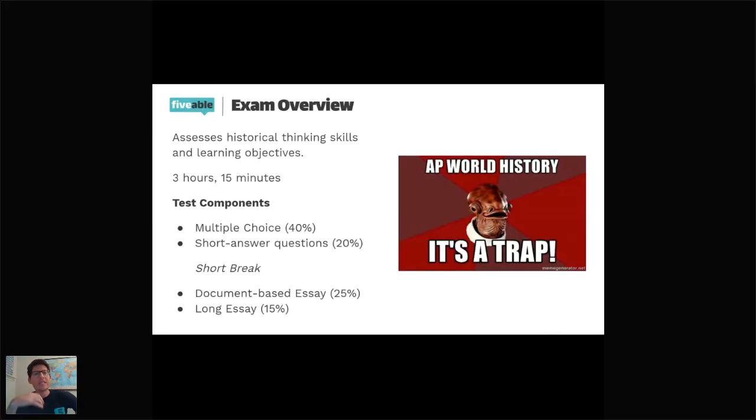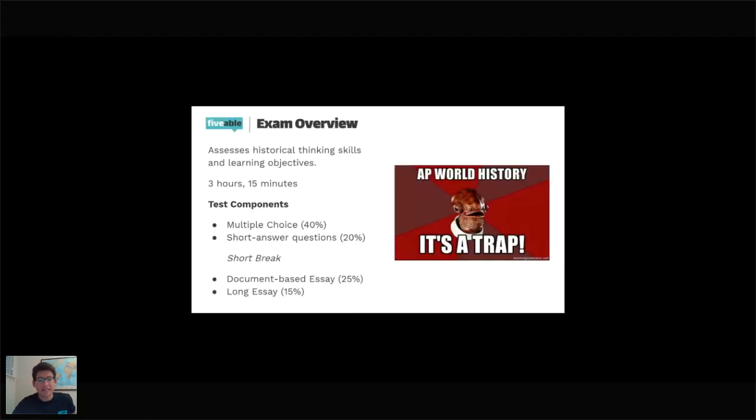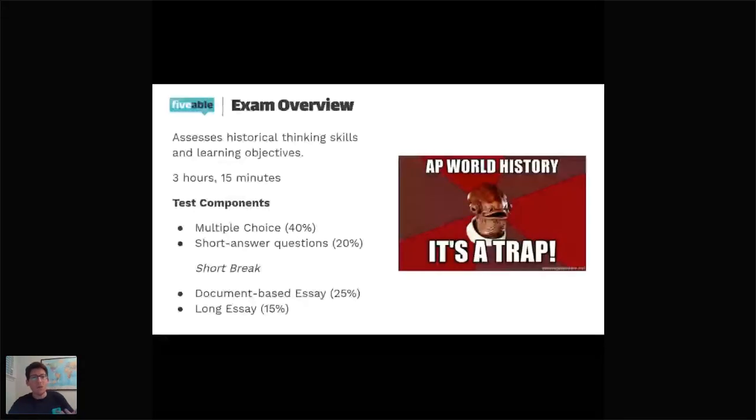Before we do, let's just look at this overview of the exam. First and foremost, remember that the AP exam is about assessing historical thinking skills and learning objectives. As much as we might get overwhelmed with the content of the course, that is not necessarily what the test is looking for. Certainly, you must know some content. That is very clear. The test itself is one that you have to know stuff for.